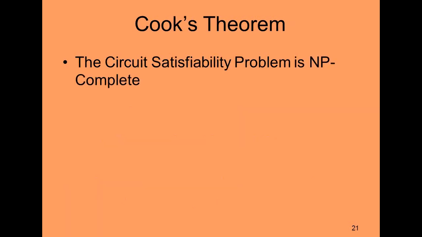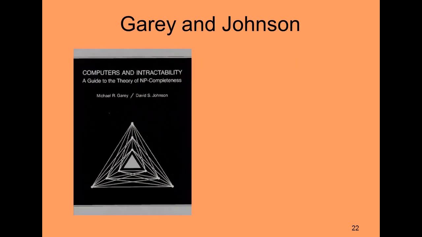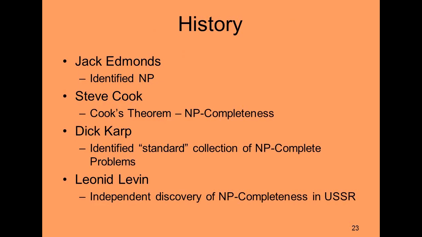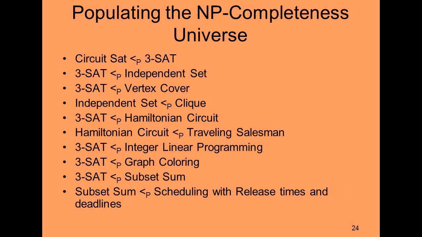So what is Cook's theorem? The circuit satisfiability problem is NP complete. This is a book you can refer to for this. This is a history, populating the NP completeness universe. So this is the list showing that the circuit SAT problem is polynomially reducible to 3-SAT, and 3-SAT is polynomially reducible to independent set. This is a total list which defines different NP complete problems.